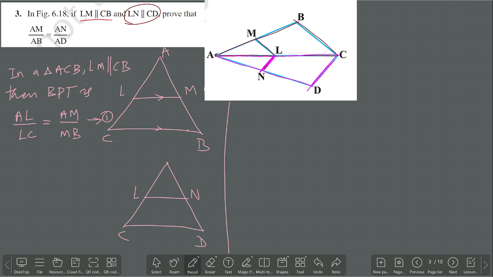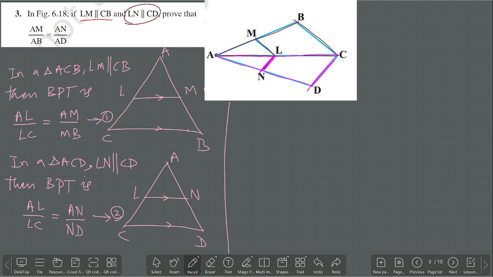Next, ND is on one side. See, ND is there on one side. Now what is the top name I said? A, from the main diagram we are getting it. Then it's parallel from the given condition. So in a triangle, what is the triangle name? ACD. What is parallel? LN parallel to CD. Then the basic proportionality theorem says AL divide LC equal to AN divide ND. Have you noticed result 1 and result 2? Is anything the same?